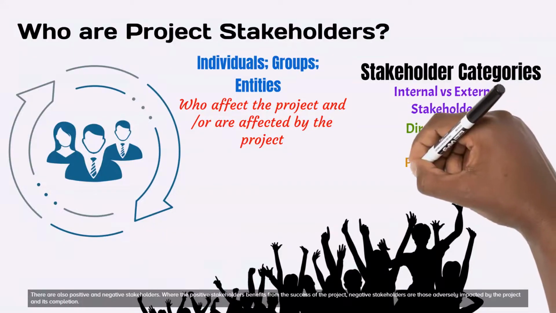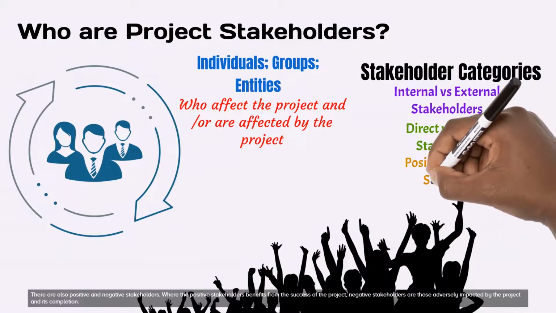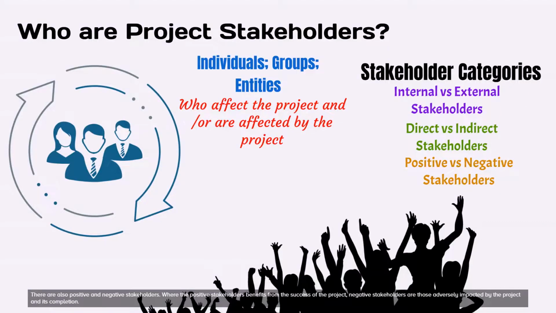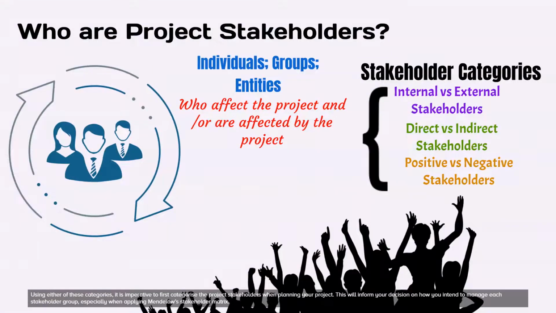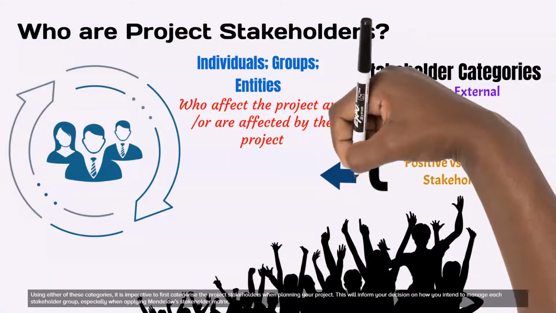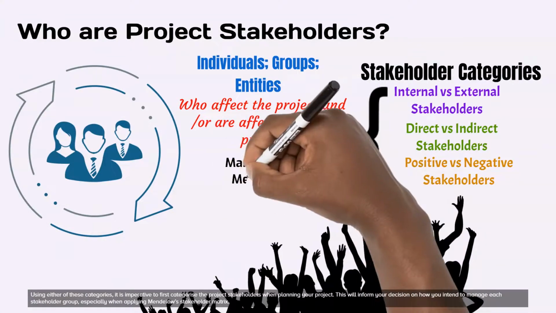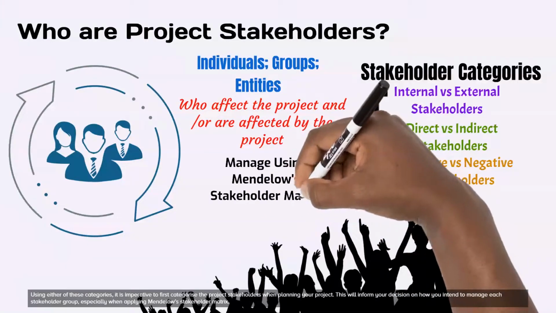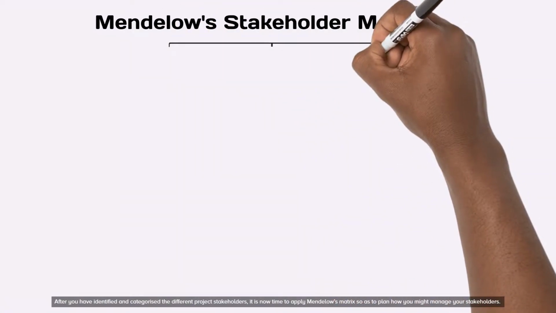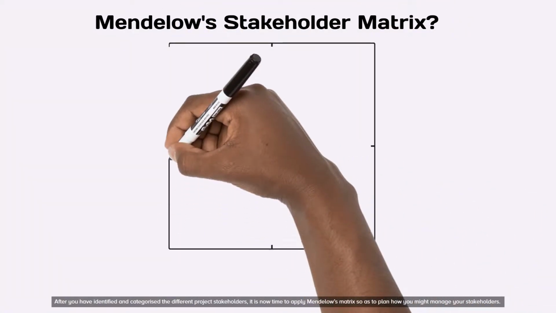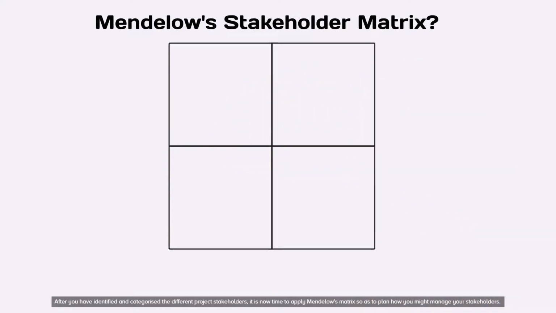There are also positive and negative stakeholders. Where the positive stakeholders benefit from the success of the project, negative stakeholders are those adversely impacted by the project and its completion. Using either of these categories, it is imperative to first categorize the project stakeholders when planning your project. This will inform your decision on how you intend to manage each stakeholder group, especially when applying Mendelow's stakeholder matrix. After you have identified and categorized the different project stakeholders, it is now time to apply Mendelow's matrix so as to plan how you might manage your stakeholders.